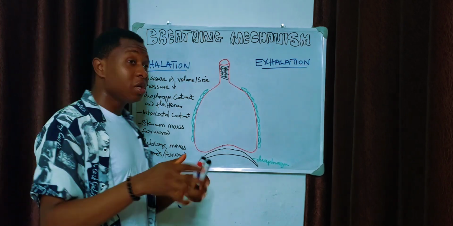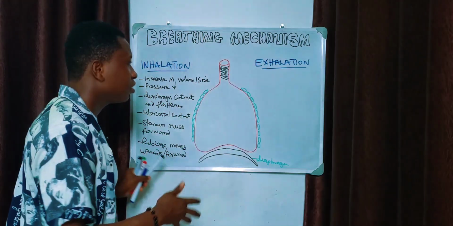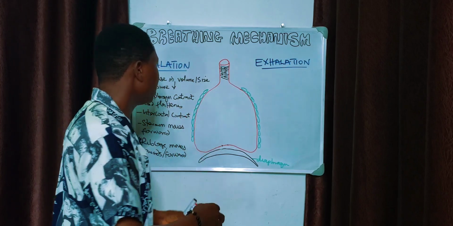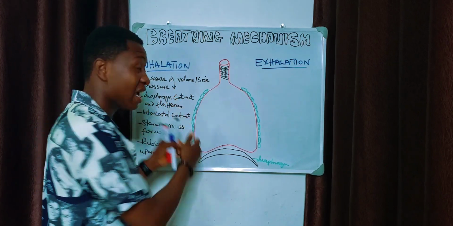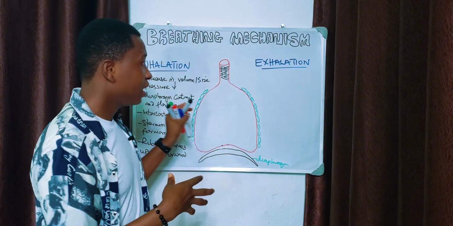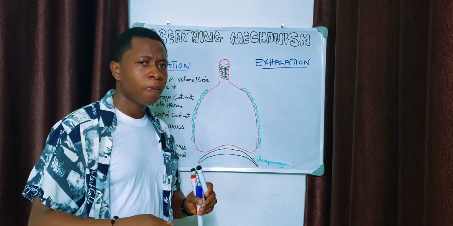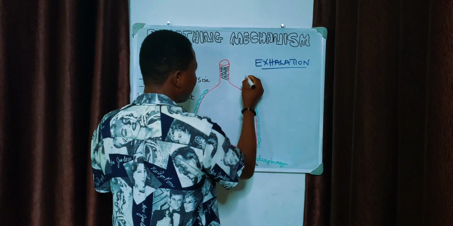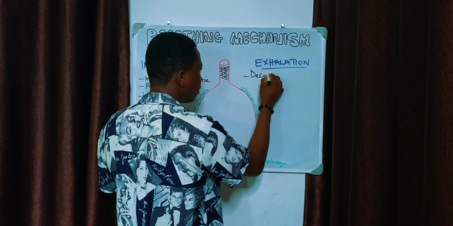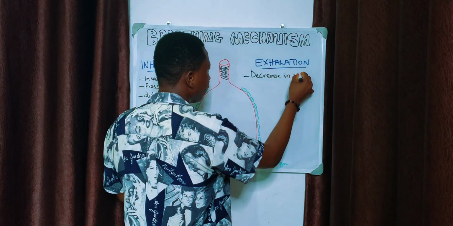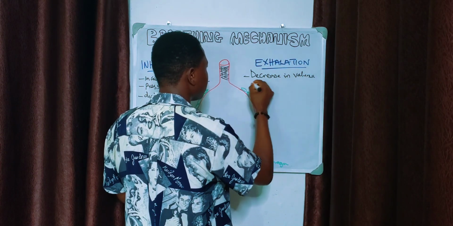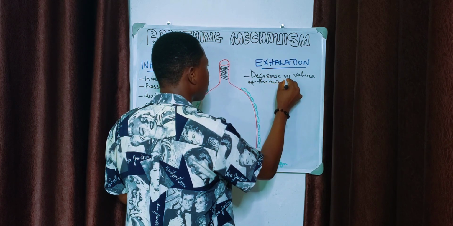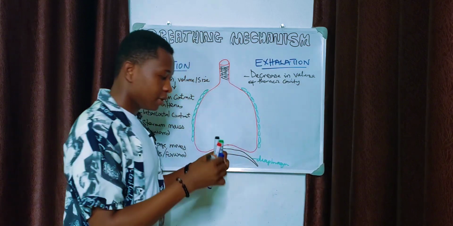Now, talking about the exhalation mechanism. Exhalation is just the opposite of inhalation. The first thing you'd have is, since there is an increase in volume or size of the thoracic cavity in inhalation, in exhalation there will be a decrease in the volume of the thoracic cavity. So the first thing we are having here is a decrease in volume of the thoracic cavity.